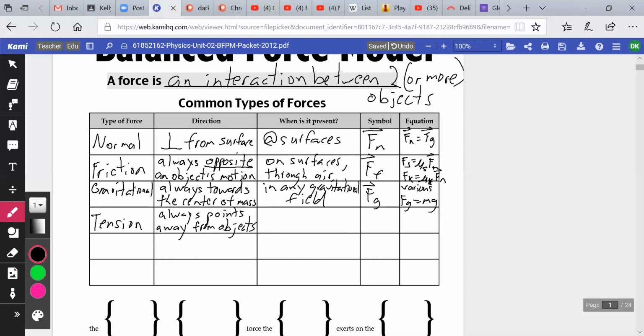So if I have a sign that's hanging by two wires or something, the tension force is always going to go towards the ceiling, away from the object. And we'll be diagramming all that. When is it present? Well, in strings, ropes, and the like, so things that just provide tension. Wires.